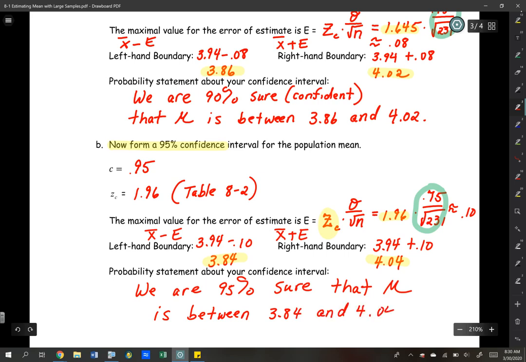4.04. Now, I want you to notice something very important: when we were 90% sure, we were between 3.86 and 4.02. When we're 95% sure, that interval got a little wider. We went to 3.84 to 4.04. It's a little bit larger of an interval. So the more sure we are, the wider the interval is going to be, because we are using a higher confidence level.